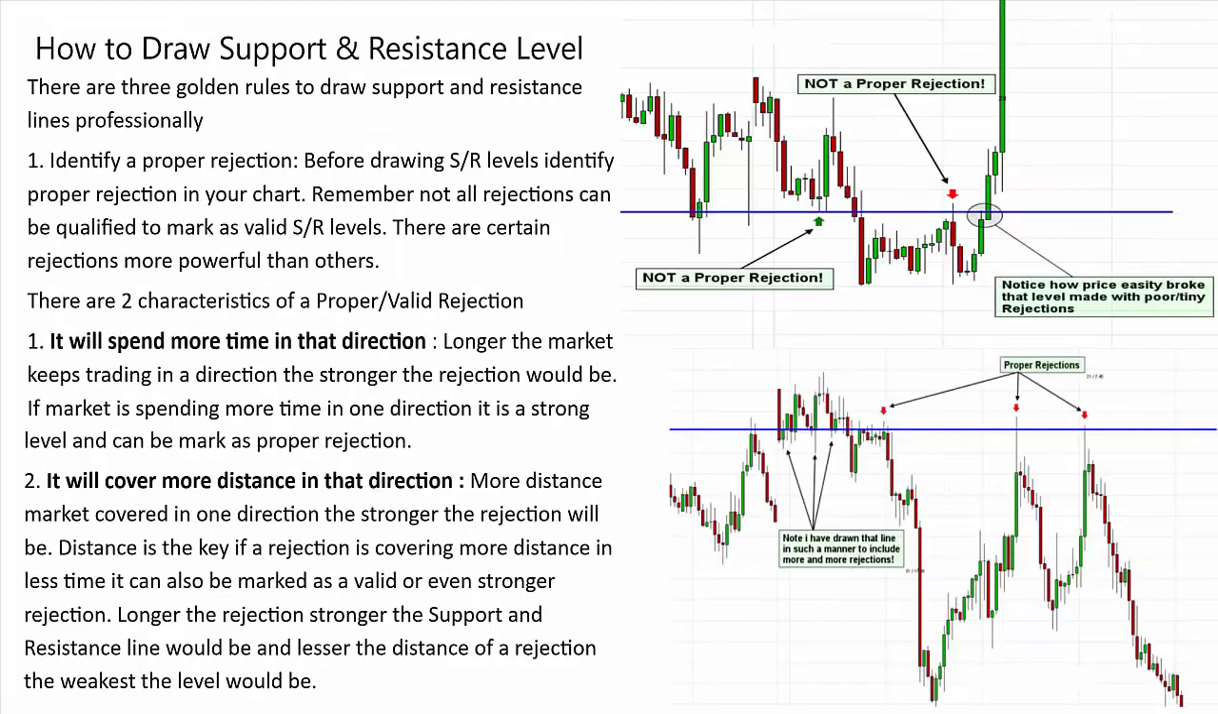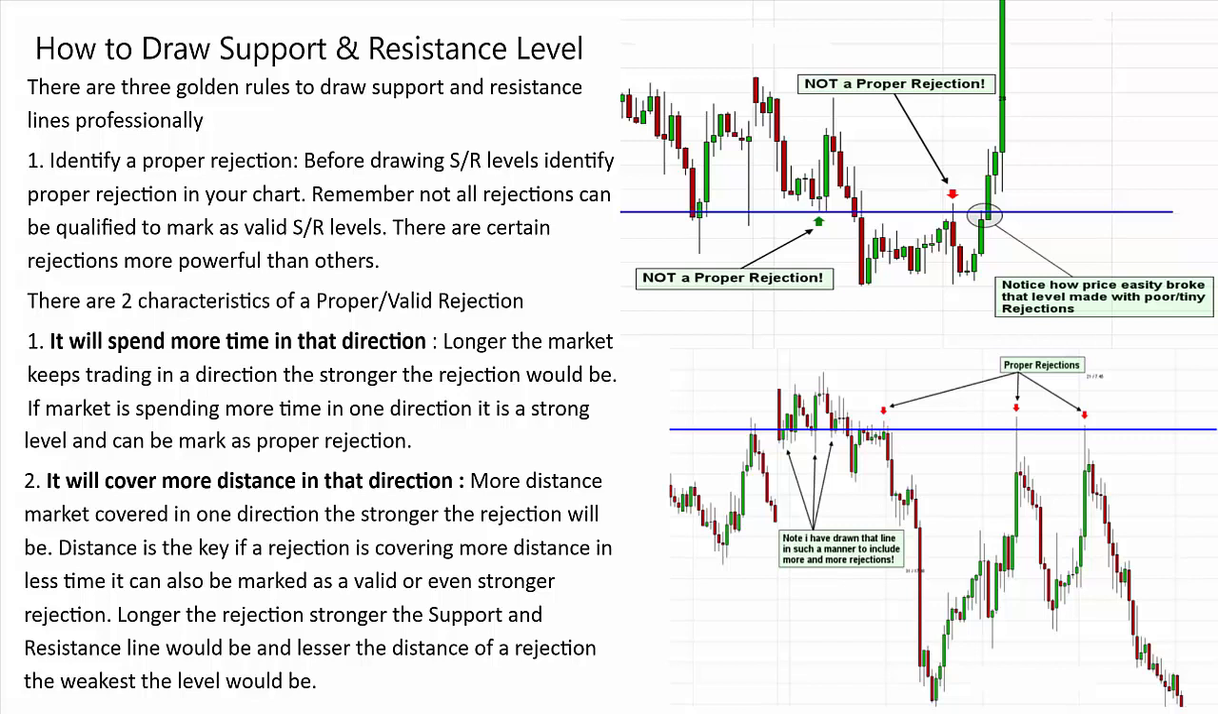How to draw support and resistance levels. There are 3 golden rules to draw support and resistance lines professionally. 1. Identify a proper rejection. Before drawing SR levels, identify a proper rejection in your chart. Remember, not all rejections can be qualified to mark as valid SR levels. Certain rejections are more powerful than others. There are 2 characteristics of a proper, valid rejection.